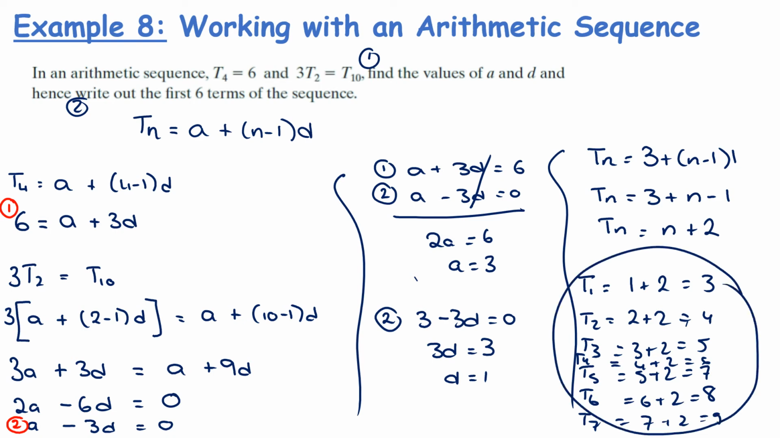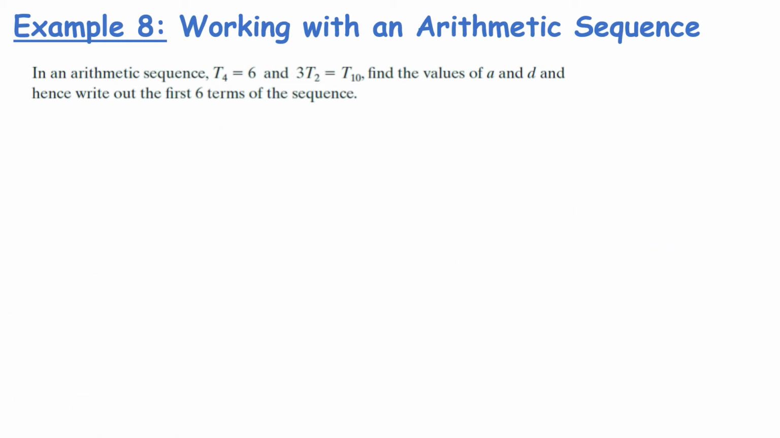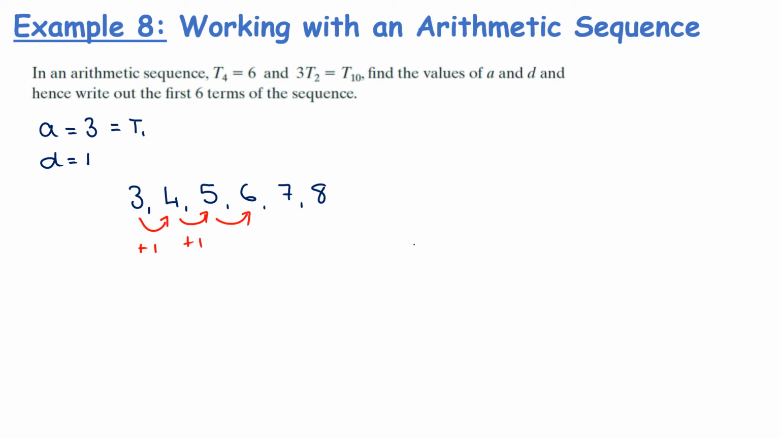Now that was all using the formula. I'll do a different color. The formula we had here. But there was an easier way we could have done that. We worked out that A is equal to 3 and D is equal to 1. Remember that A is the first term, which is T1. So the first term is 3, and then I'm adding 1 to get to each term. So the next one's 4, the next one's 5, the next one's 6, the next one's 7, and the next one is 8. So we can see that common difference here. So don't be afraid to use what we have to answer the question. But if you did the substitution, that's absolutely perfect as well.